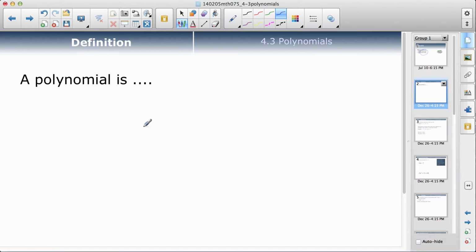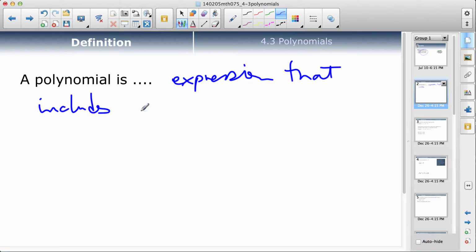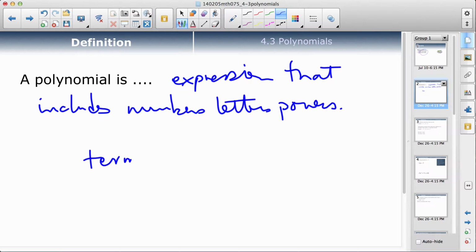I looked online and there's a ton of different definitions of a polynomial. The way I see a polynomial though is it's some kind of expression that includes numbers, letters or variables, and powers. And typically you have some terms, and in between terms you have an add or a subtract.